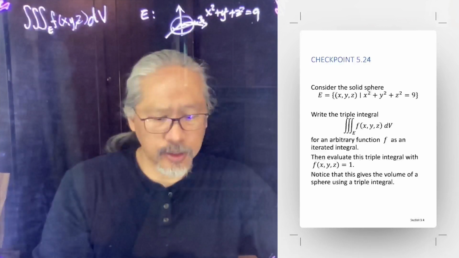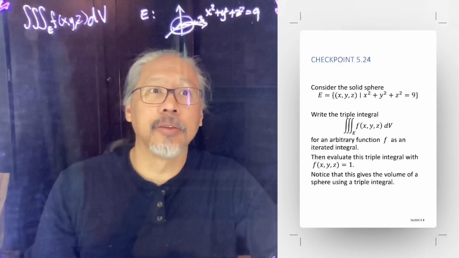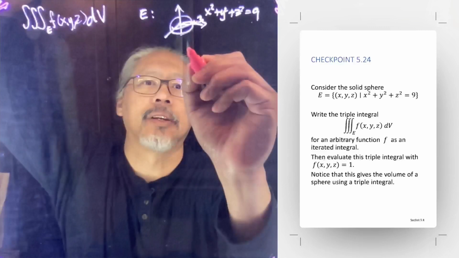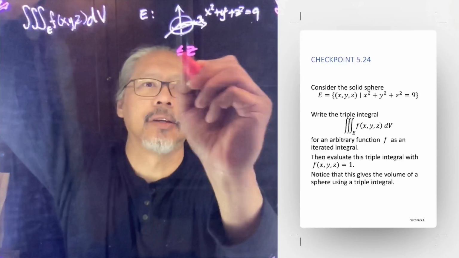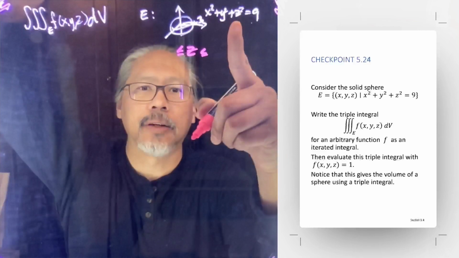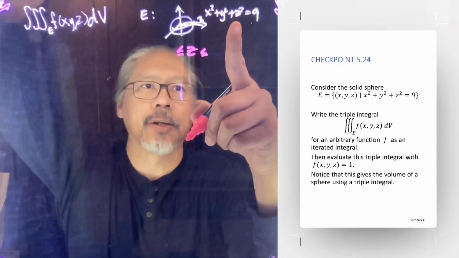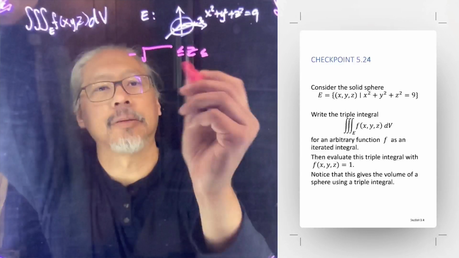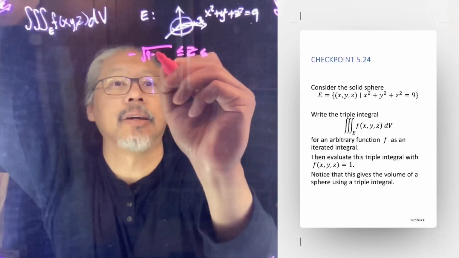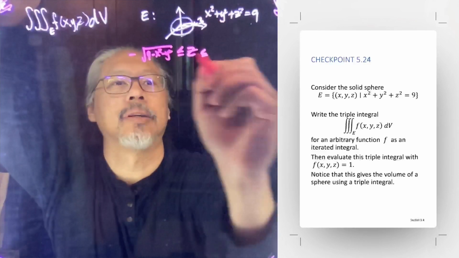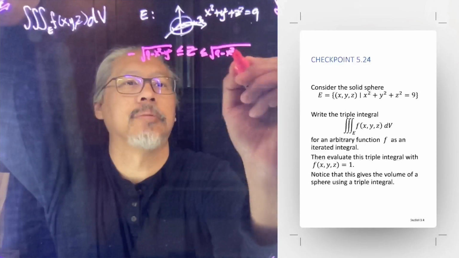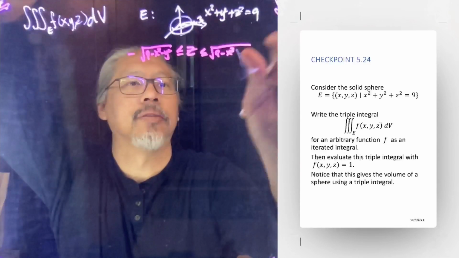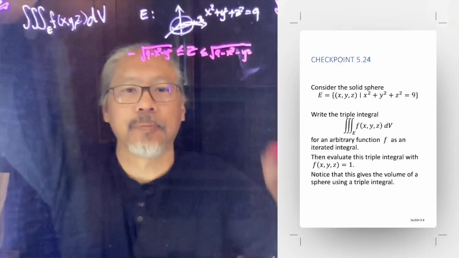Alright, so if we're going to set that up, because it's a sphere, you can really integrate with respect to whatever variable you want first, but here we'll just do it with respect to z. If we solve for z here, we're going to get 9 minus x squared minus y squared, and then you take the square root. You'll get a negative part, which is the bottom hemisphere, the negative square root of 9 minus x squared minus y squared. And then the positive part is going to be the top part, positive the square root of 9 minus x squared minus y squared.